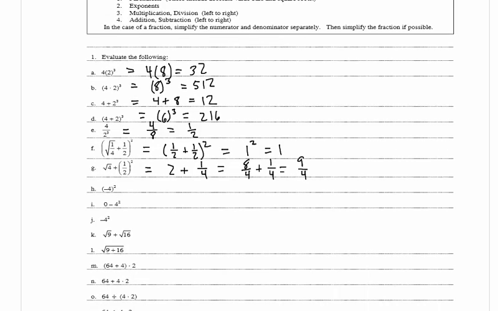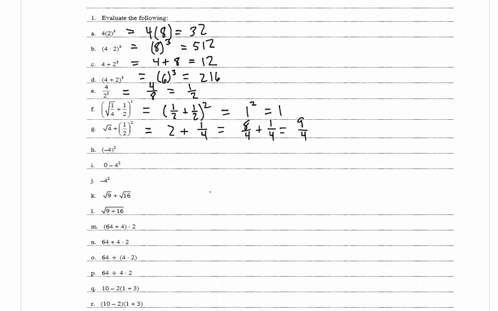In H, we have negative 4 squared, which is the same as negative 4 times negative 4. And negative 4 times negative 4 is equal to positive 16. In I, we have 0 minus 4 squared. So this time, we've got to be careful because we're only squaring the 4 and not the negative. The negative is not in parentheses. So we're going to have 0 minus 4 squared, which is 0 minus 16, and this is equal to negative 16.